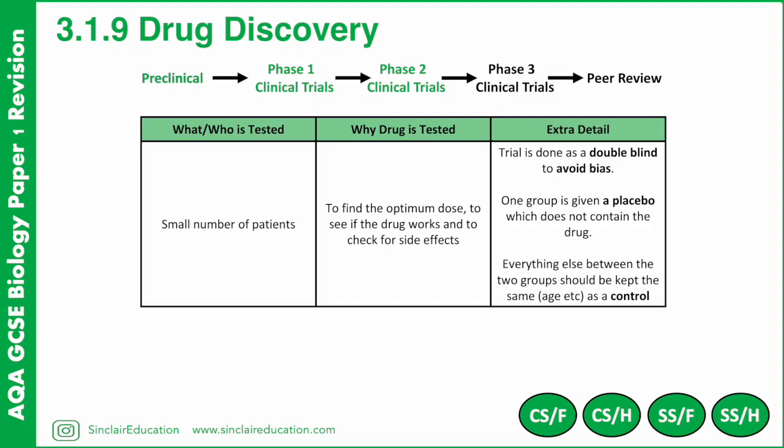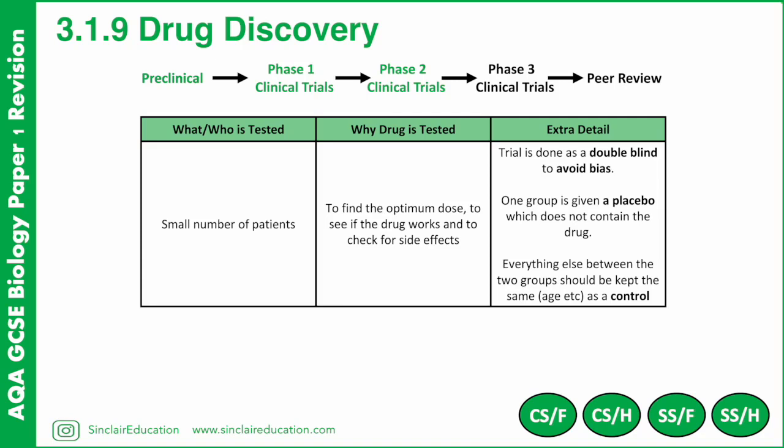Once we're satisfied this is safe, we then move on to our phase 2 clinical trials. This is where we test on a small number of patients, and the purpose of this is to find the right dosage, to see if the drug works, otherwise known as efficacy, and to test for toxicity. A few extra details around this.